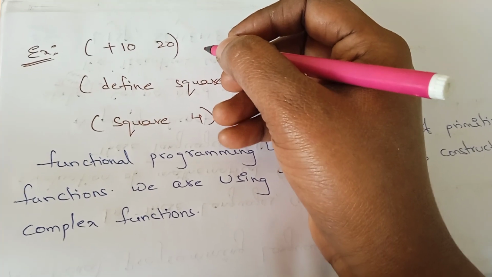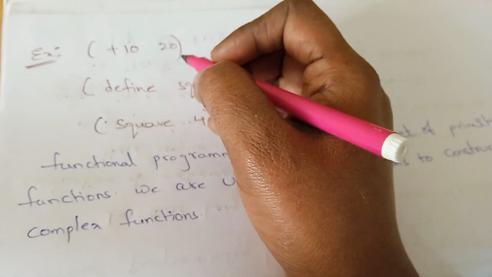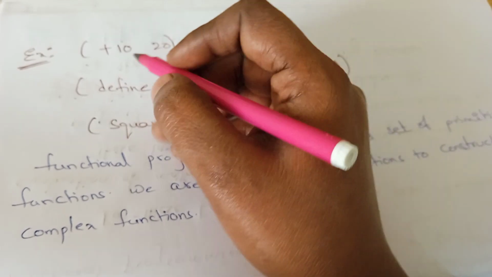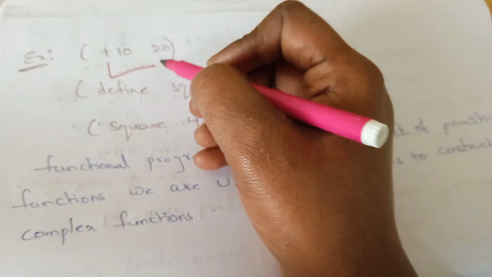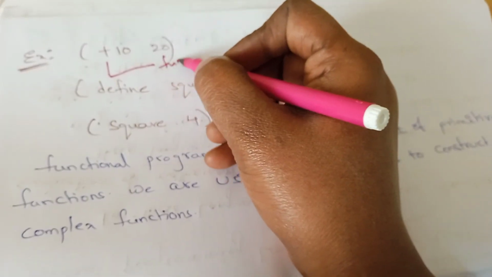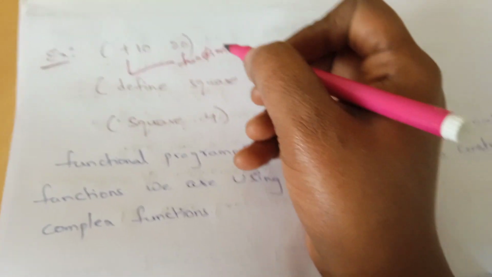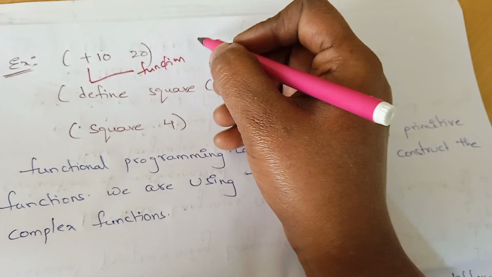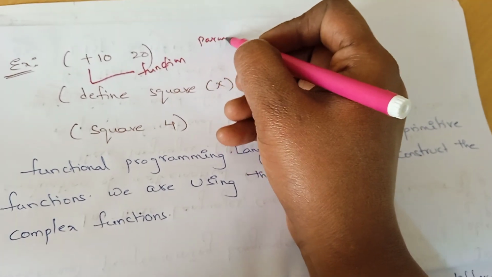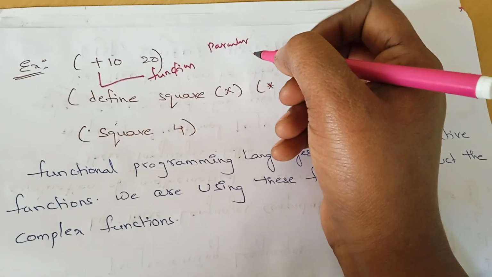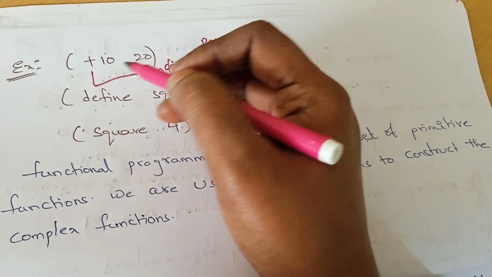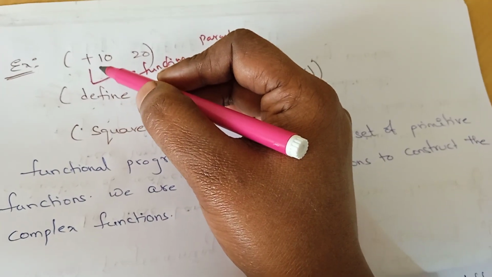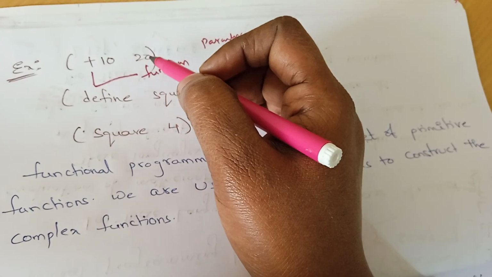Yes, we will be doing evaluation, but what is the process of doing evaluation? Plus is treated as a function, not as an operator. 10 and 20 are treated as the parameters. Okay, now what is the function? Plus. Addition is the function. 10 comma 20 are parameters.